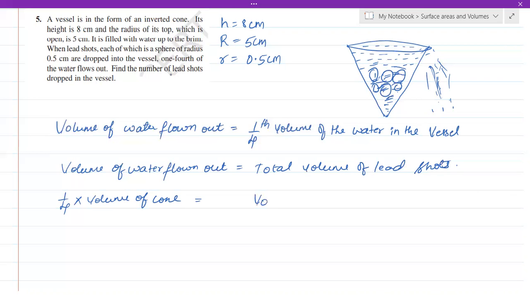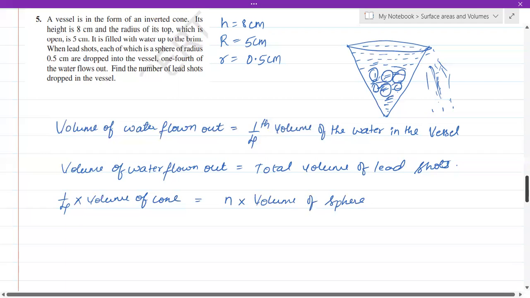What we can do is find the volume of one lead shot, which is a sphere, multiplied by the total number, that is n. So I've taken the volume of sphere into n, the total number. So n represents the total number of lead shots.